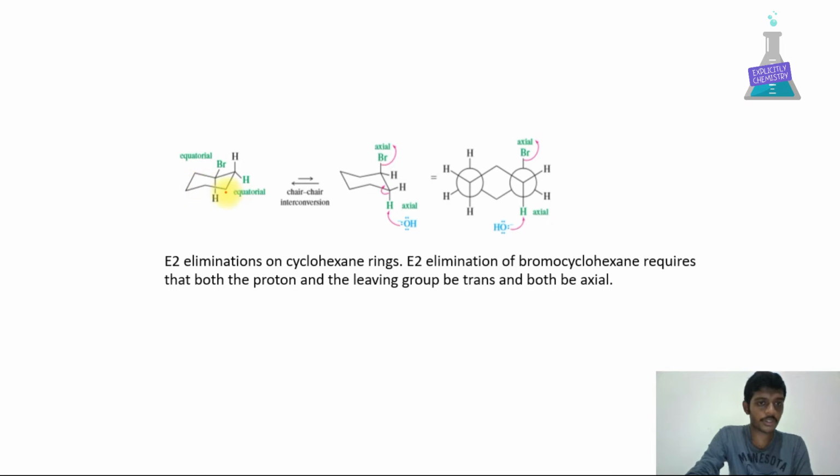This is a bromocyclohexane. Here bromine and hydrogen are in equatorial positions. Through ring flipping, the bromine and hydrogen are in axial positions, which are trans diaxial positions. Here the bromine, which is a leaving group, and the beta hydrogen are in axial positions. While the base is abstracting the proton, the bond migrates over here and the bromine eliminates.